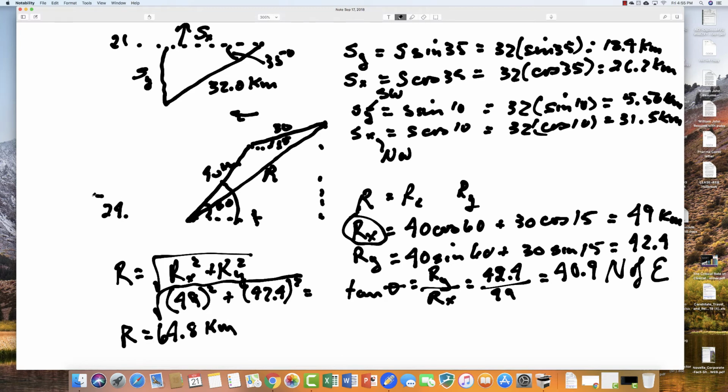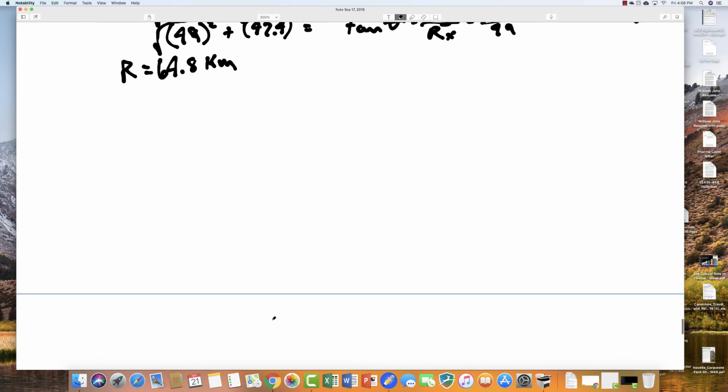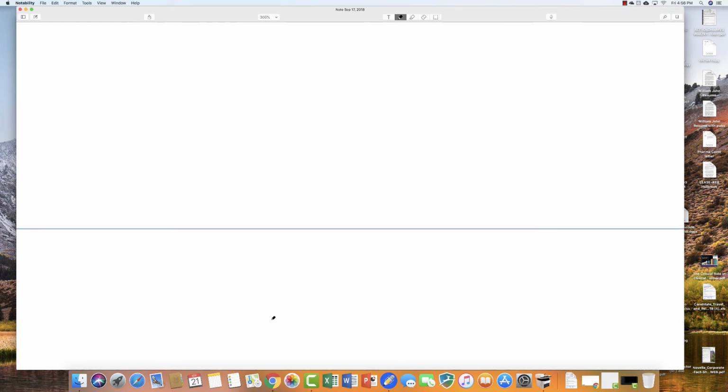Now this is a typical problem that I will put on a quiz or a test, where you have to break down the X and Y components of two vectors to add them together to find the X and Y component of a resultant vector and find the angle and the distance. If you have trouble with this particular problem, make sure we go over it in class, because this is exactly the kind of problem that you will see on a quiz or a test.